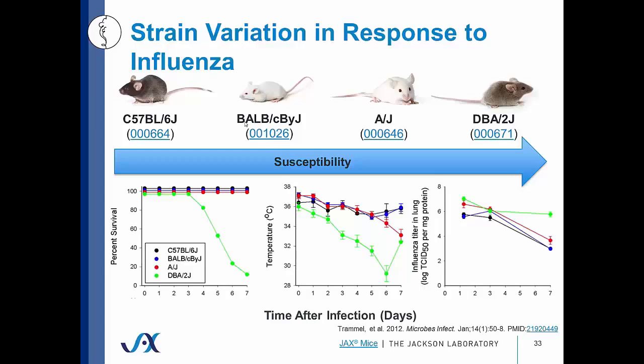And finally, when they measured influenza titers in the lungs, we see that all of the three other strains, the C57 black 6J mice, BALB/Cs, and AJ mice, were able to reduce viral titers in the lungs, whereas the DBA2Js were not, indicating that these three strains show much more resistance to infection, whereas the DBA2J mice were much more susceptible.